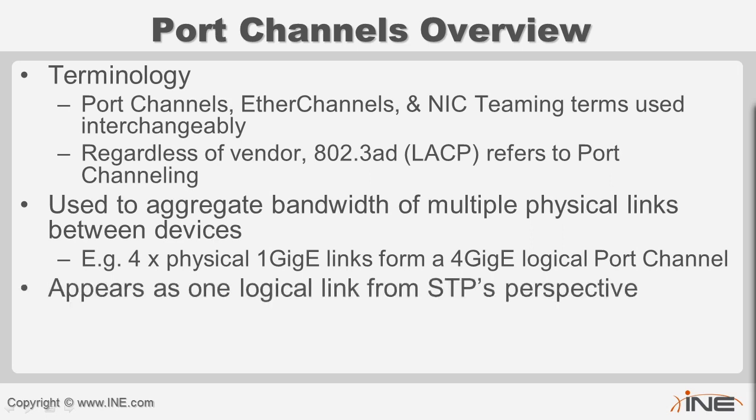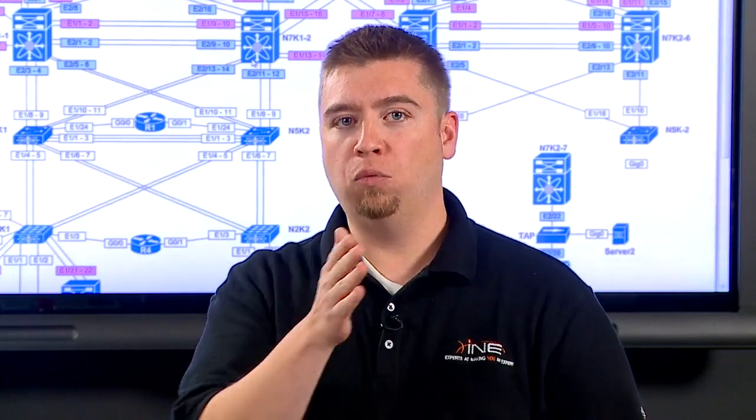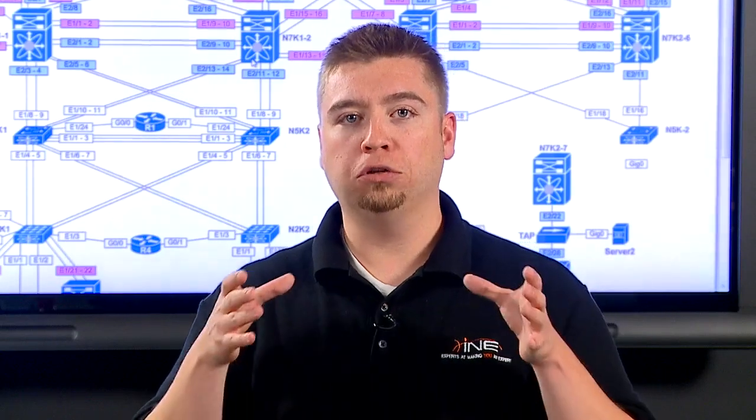Now, the key is that once the link is channeled together, and as we saw in the last section with spanning tree, from spanning tree's perspective, we're basically hiding what's going on with the underlying physical topology. So as opposed to 4 individual links where we have 1 of them forwarding and then 3 of them in the blocking state, we're going to have the logical single port channel interface that's going to look like a single interface from the perspective of the spanning tree protocol.